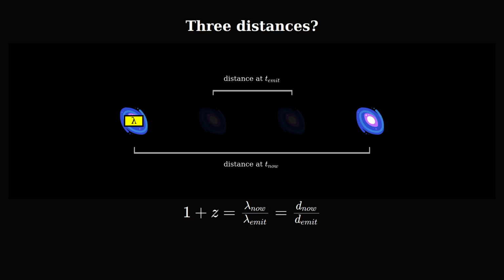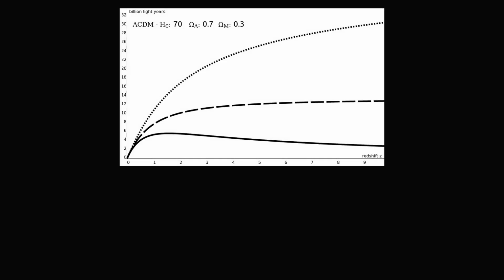Now, the light itself didn't travel either of those distances. It traveled this distance, which is c times its travel time. So the three distances are the distance the light was emitted from, the distance the source is now, and the distance the light travels. As z goes to infinity, t becomes the age of the universe, and d emit becomes zero because everything's zero at the Big Bang.